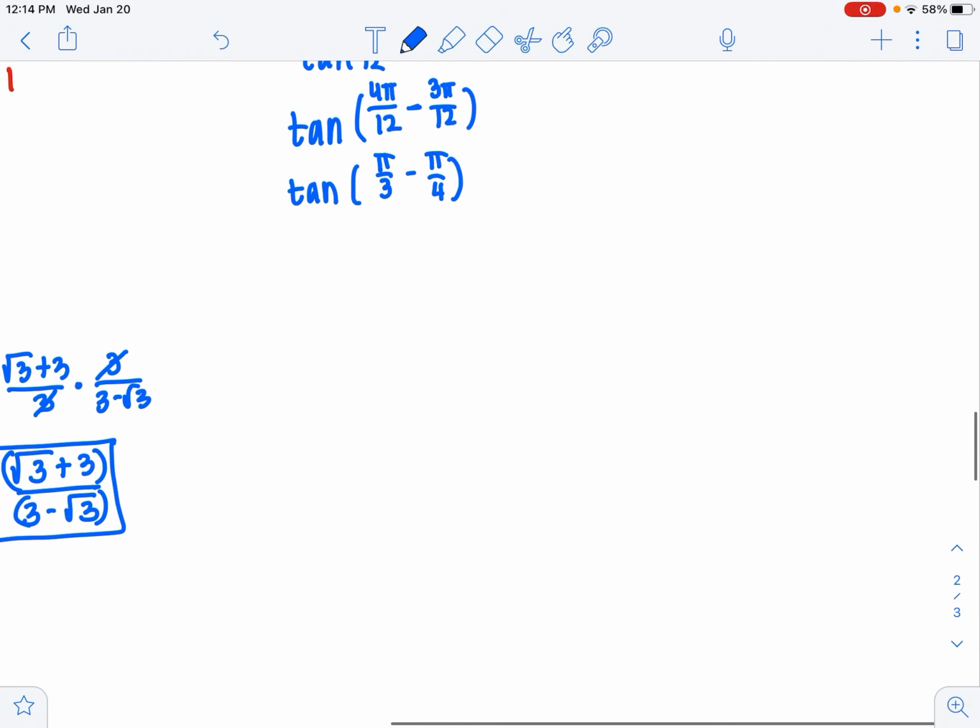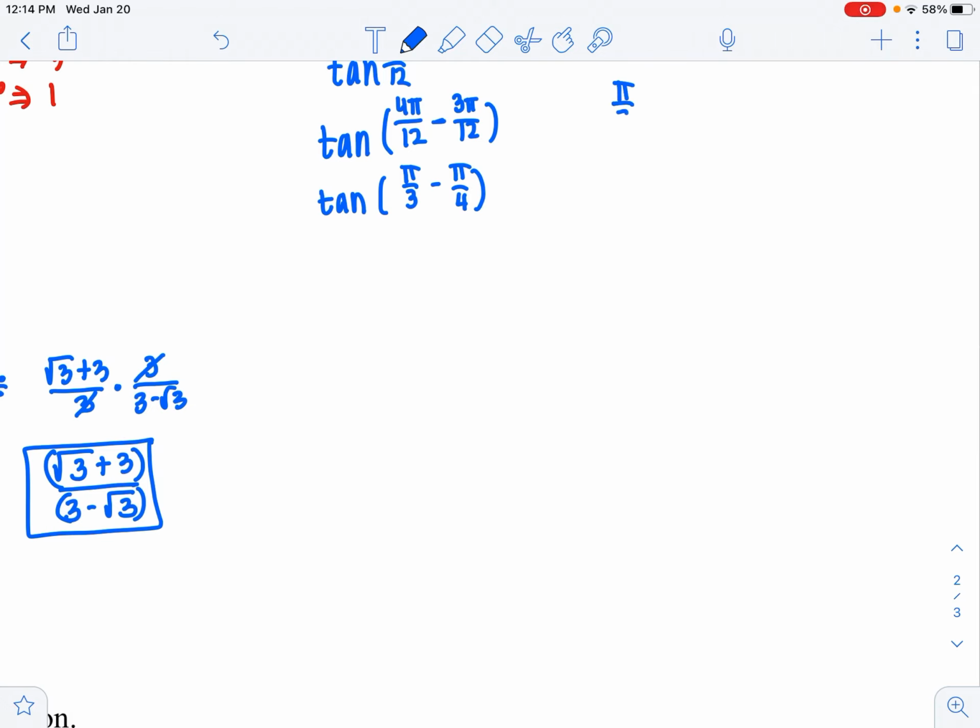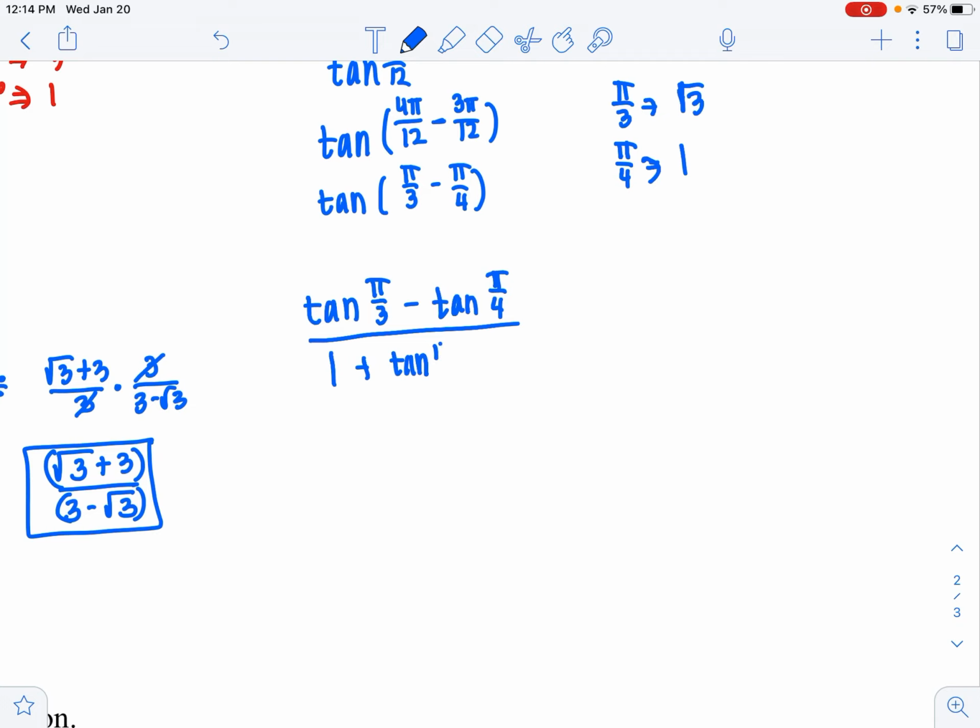And now I'm going to use my tangent formula. So I need tangent of pi over 3, which is root 3. And then I need tangent of pi over 4, which is 1. Okay, so now I'm going to use my tangent formula. So it's like distributing the tangent of pi over 3 minus tangent of pi over 4 over 1, change the sign plus, and multiply those two. Tangent of pi over 3 times tangent of pi over 4.